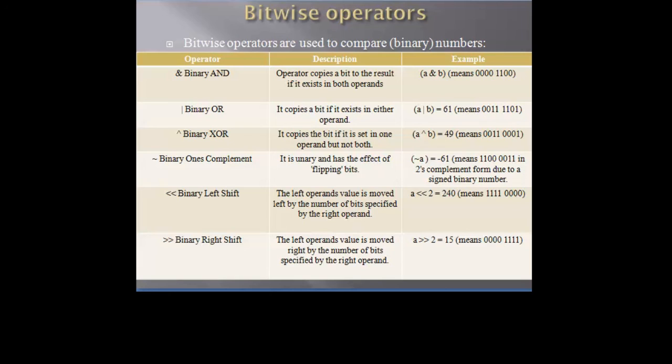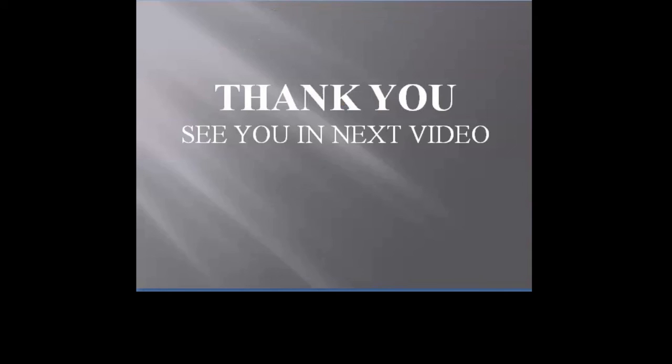Just go through this: binary AND, binary OR, binary XOR, binary ones complement, binary left shift, binary right shift. Then the description and example. Write down these examples. We will deal with this in the next video. Okay, I think you have written everything I said.